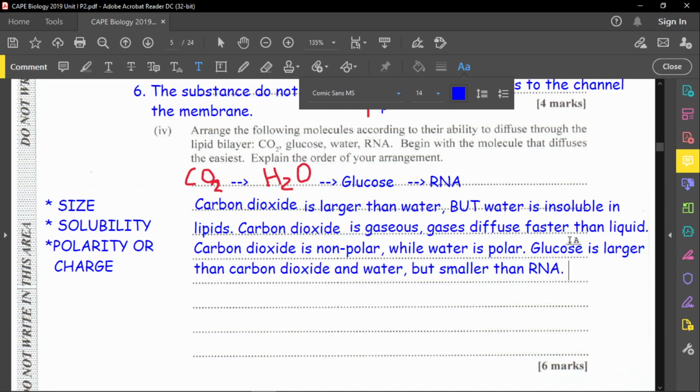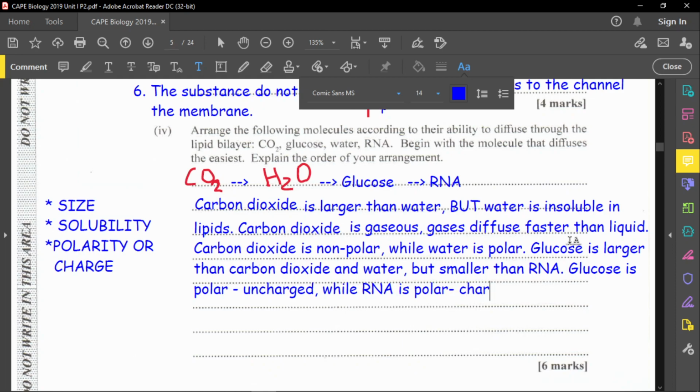What is also important is that in terms of the last two, glucose and RNA, glucose is polar and uncharged, so the overall structure is uncharged, while RNA is polar charged.